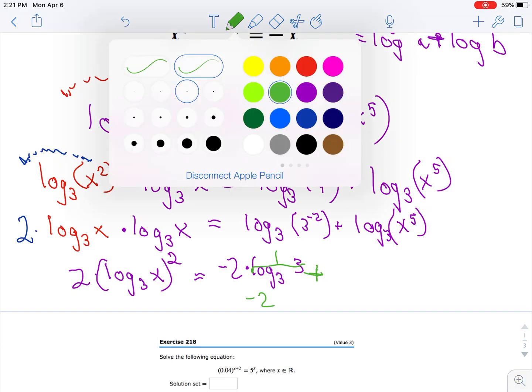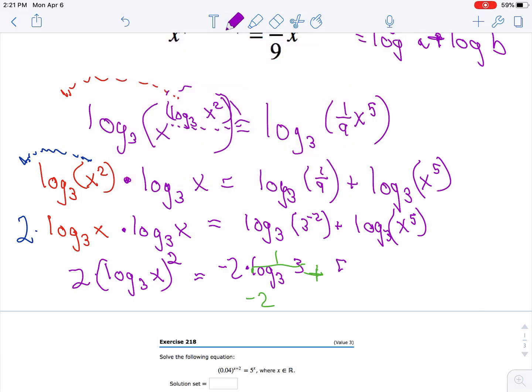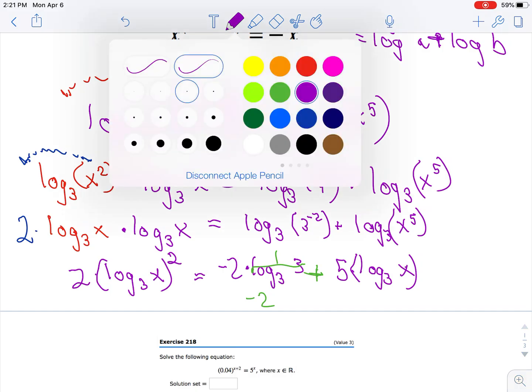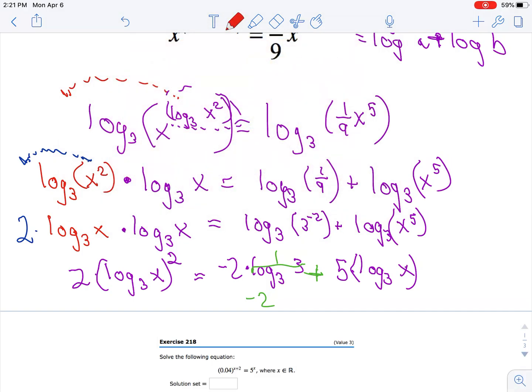All right, and then back over here to this. I'll fly this over. I'll say 5 times log base 3 of x, which doesn't seem to help me too much, other than the fact that now I've got log base 3 of x on both sides of this. So the fun thing I'm going to do is substitute. I'm going to let y equal log base 3 of x. And now I've got a quadratic equation that looks like 2y squared equals -2 plus 5y.